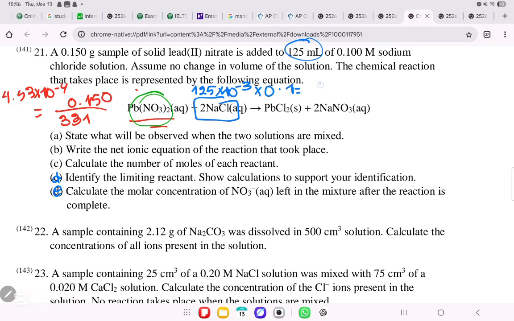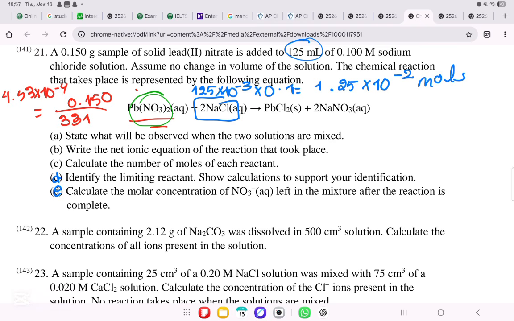It will give 1.25 times 10 to the power of minus 2 moles. Very important to keep in mind. Now part D. Identify the limiting reactant. Show calculations to support your identification.